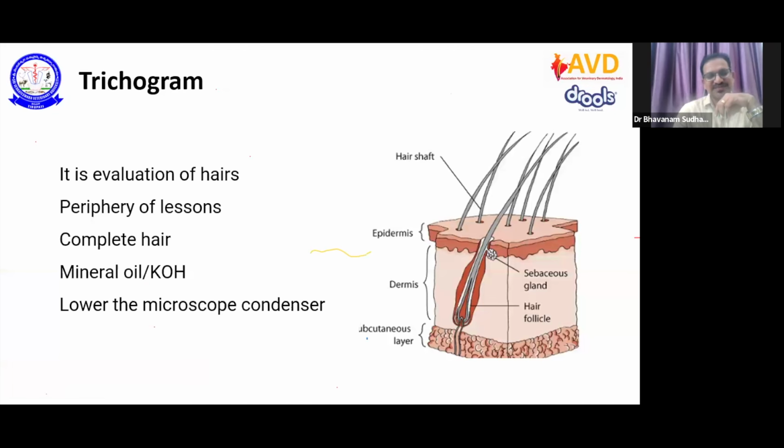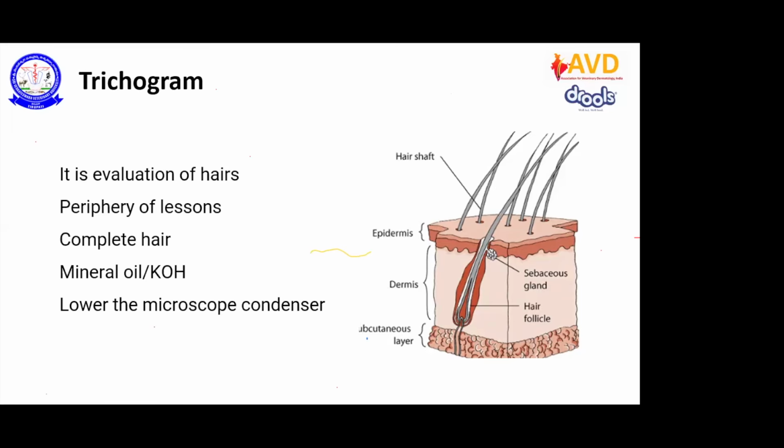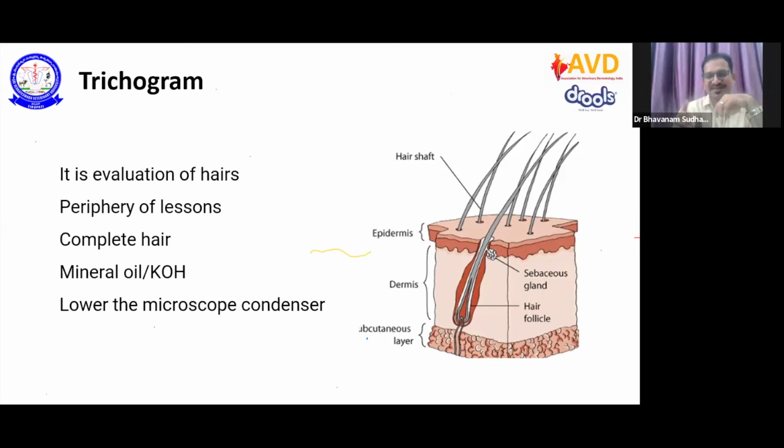Next one is examination of the hairs, nothing but the trichogram. Here we need to go for examination of the hairs. For that, we need to collect hairs from the periphery of the lesions, where you have noticed the lesion. We need to take the complete hair. Most of the time we are missing the follicle or tip. We need to have the tip, the shaft and the follicle.